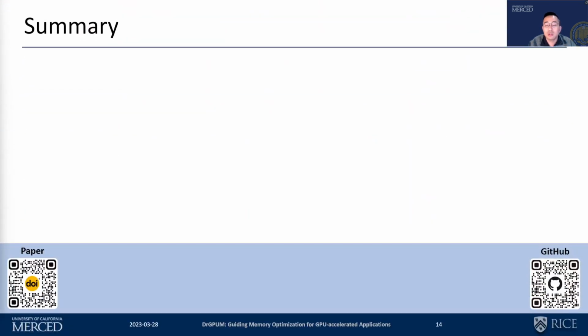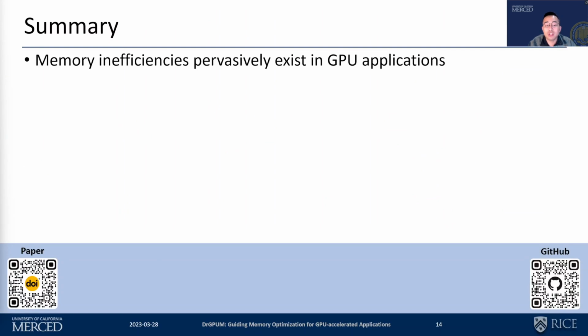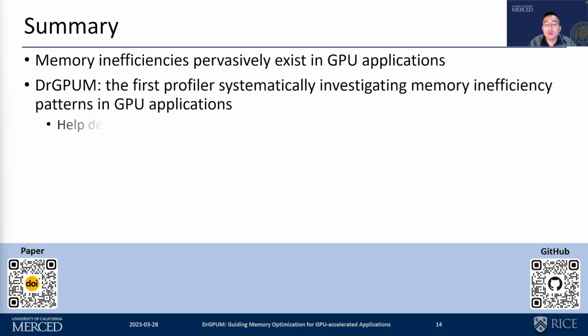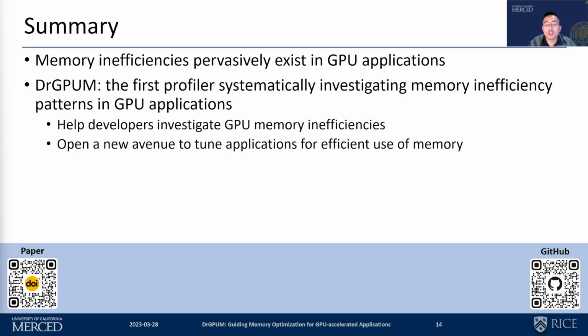In conclusion, we found various forms of memory inefficiencies such as early allocation, late deallocation, and temporary idleness, which widely exist in GPU applications. We deal with these issues with DrGPUM, the first profiler systematically investigating memory inefficiency patterns in GPU applications. DrGPUM helps developers investigate GPU memory inefficiencies and opens a new avenue to tool applications for inefficient use of memory.